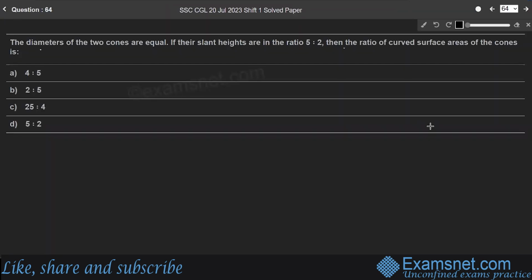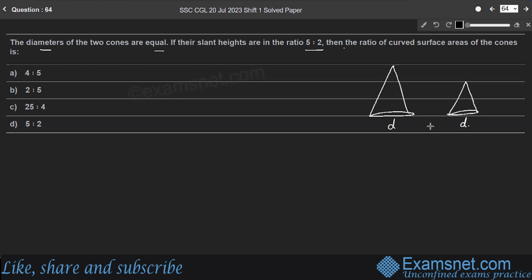Question 64. The diameters of the two cones are equal. If their slant heights are in the ratio 5:2, then the ratio of curved surface areas of the cones is. So let us consider two cones of equal diameters, right? So first cone and the second cone. Their diameters are equal. So D and D, their diameters.